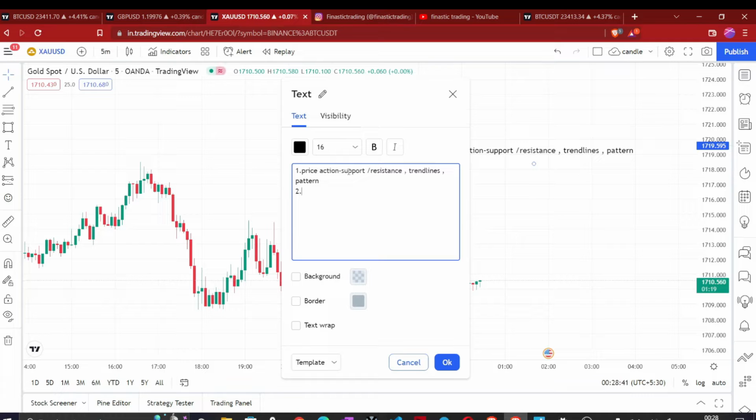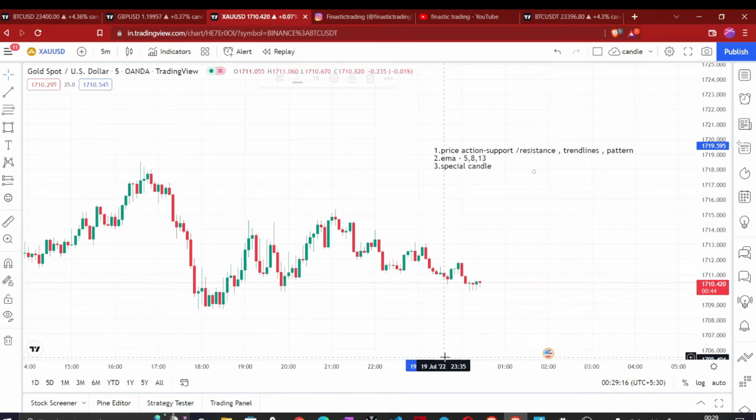The second thing which we are going to use is EMA. So we are going to be using three EMAs, 5, 8 and 13. So third thing we need is special candles. If you guys don't know what special candles are, I'll explain it during the video. But if you still want further clarification for the candles, you guys can watch our videos about bullish special candles and bearish special candles. I'll leave the link in the description box.